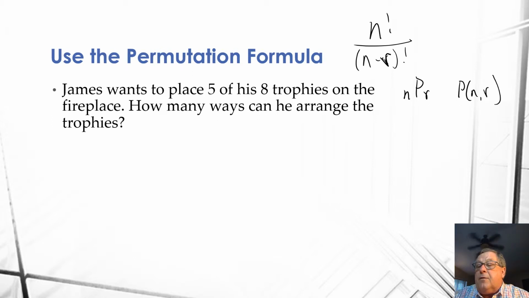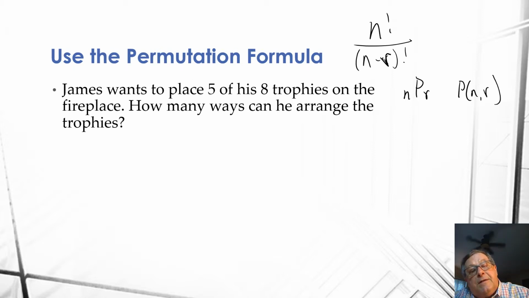Depending on the version of your TI-80 or Texas Instruments calculator, you may need to use one of these two, which we're going to look at in a moment. But first, let's address this particular problem. James wants to place 5 of his 8 trophies on the fireplace. How many ways can he arrange the trophies? Well, order is important in that once I use one of those trophies, I can't duplicate it. It's only going to be used one time. It can't occupy 2 of the 5 spaces.